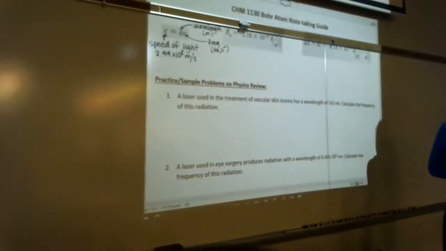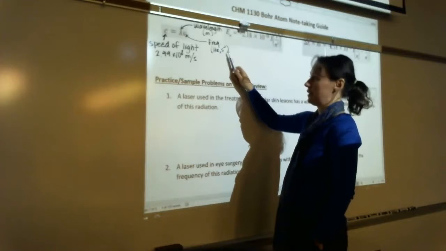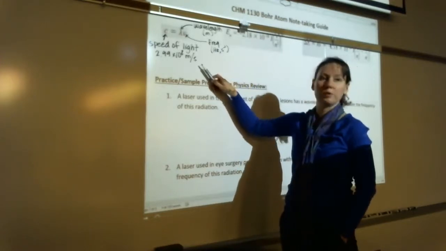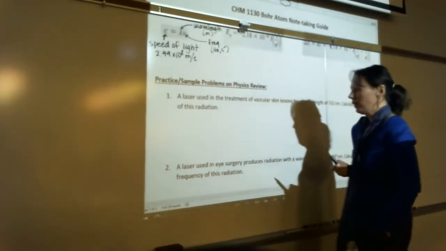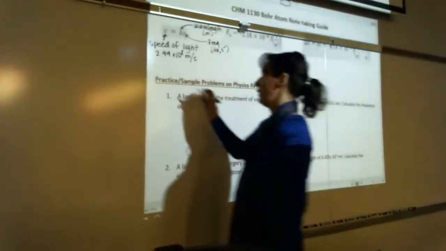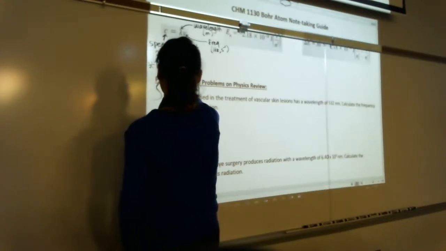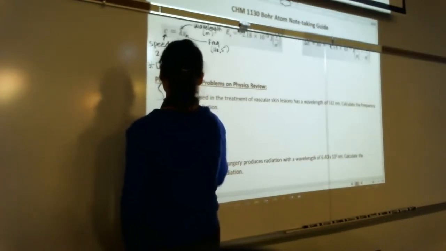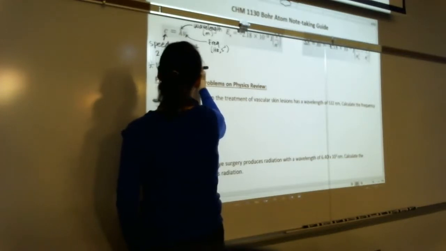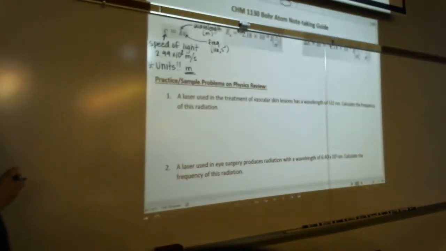Okay, so the speed of light is equal to the wavelength times the frequency. Hence, you get meters per second, right? Because meters times seconds inverse gives you meters per second. So that's where those units come from. All right, so one of the big things that you need to make a note to yourself is to make sure that your units need to be in meters. So let's do this one together.